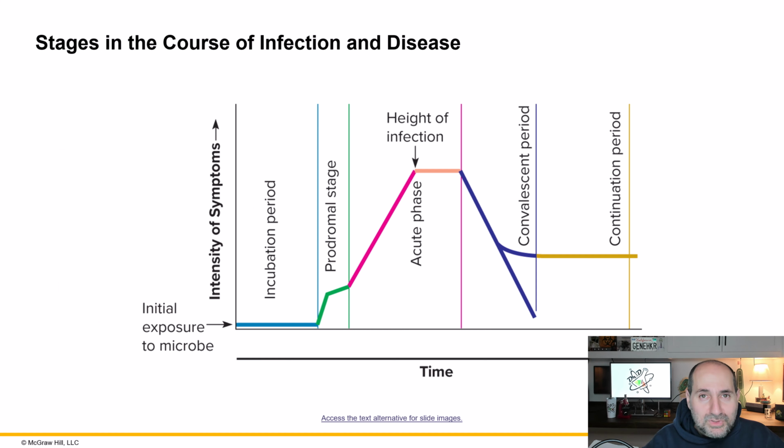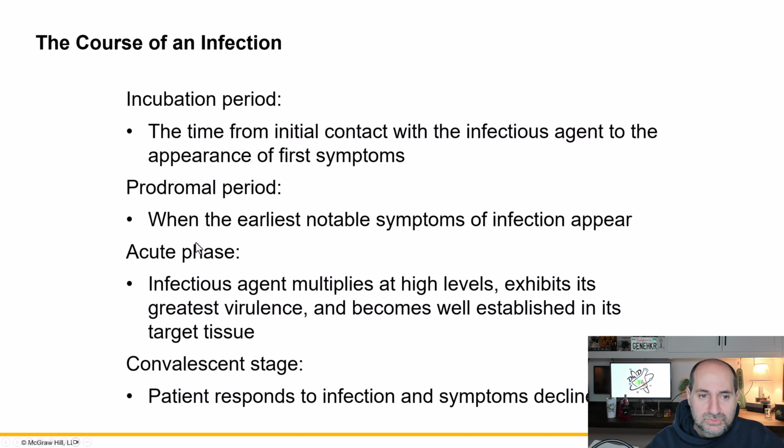All right, and please know the stages in the course of an infection and disease. Remember the incubation period, the prodromal stage, the acute stage or period of illness, it's also called, and then convalescent stage. Please know what happens during each of these stages as well.